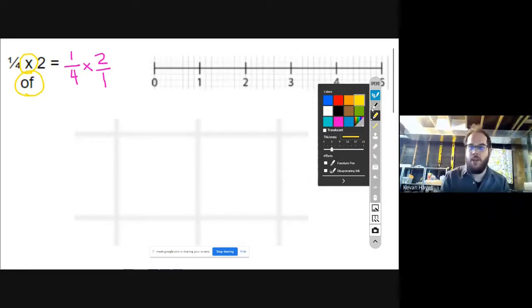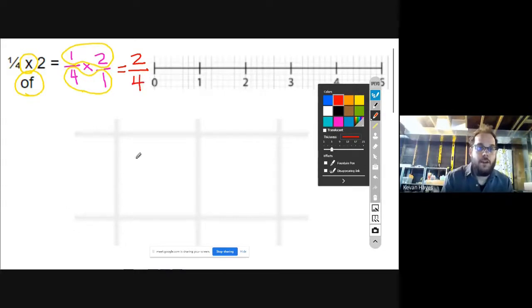So here we go. The fast way that we're going to multiply fractions is we're just going to take the numerators of the 2 factors and multiply them. So 1 times 2 gives me 2. That's the numerator of my product. And then I'm going to look at the denominators, and they are 4 times 1. I'm going to multiply those denominators together, and that is going to give me the denominator of my product. This gives me 2 quarters.